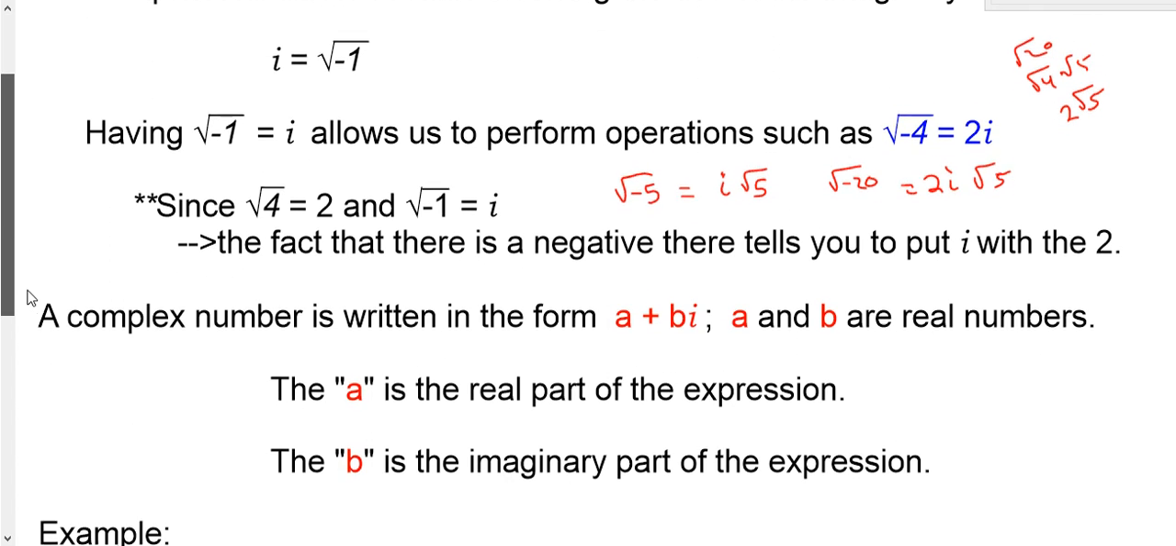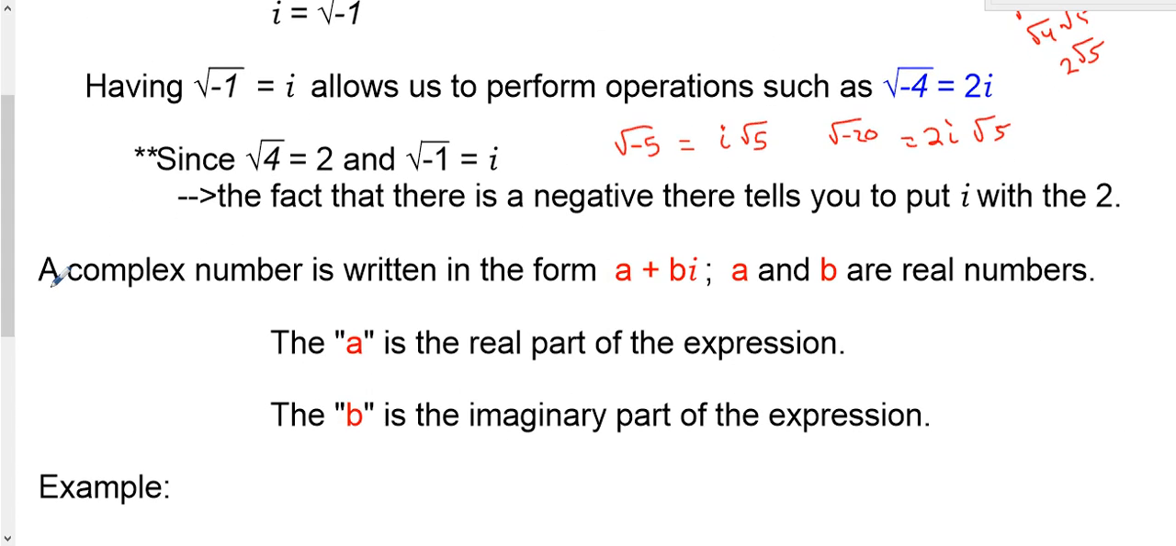A complex number is written in the form of a plus bi. Sometimes there are numbers that are added to the complex value, and the a part, the number that's added to the expression with an i, is the real part of the expression, and the number that goes along with the i is the imaginary part of the expression. And the a and the b values are just real numbers. I'll explain that here down below.